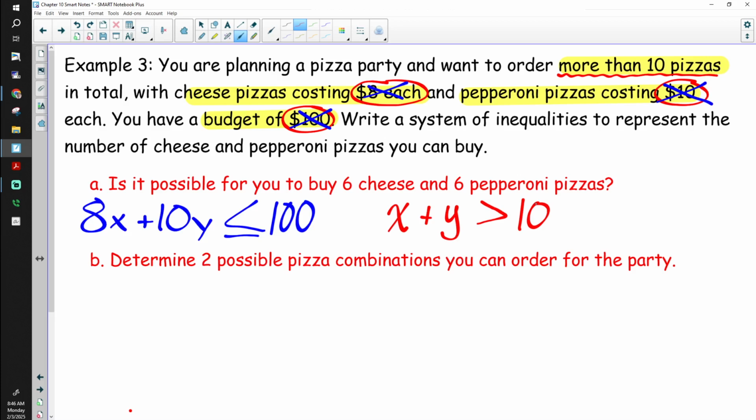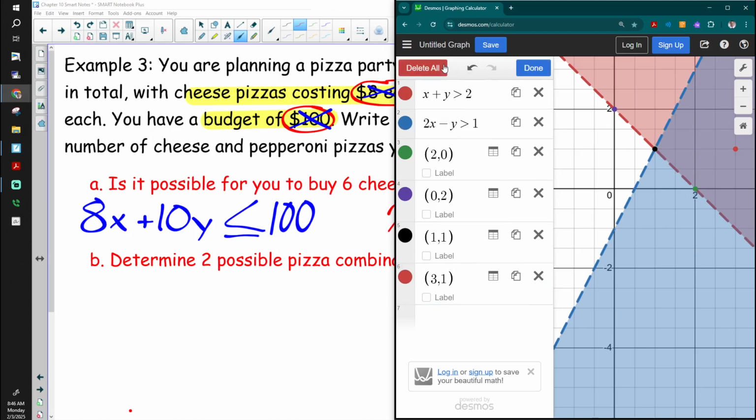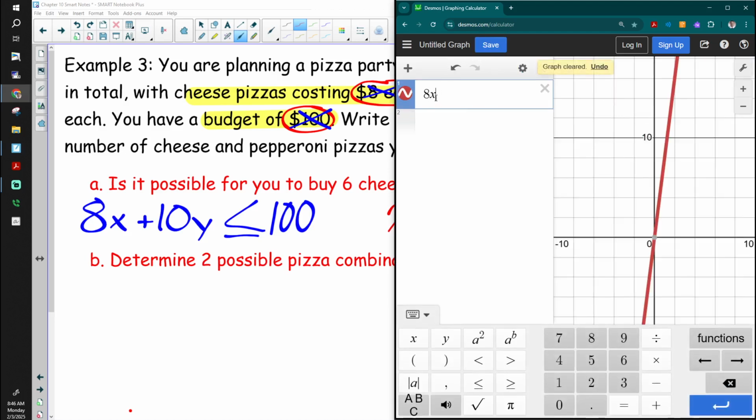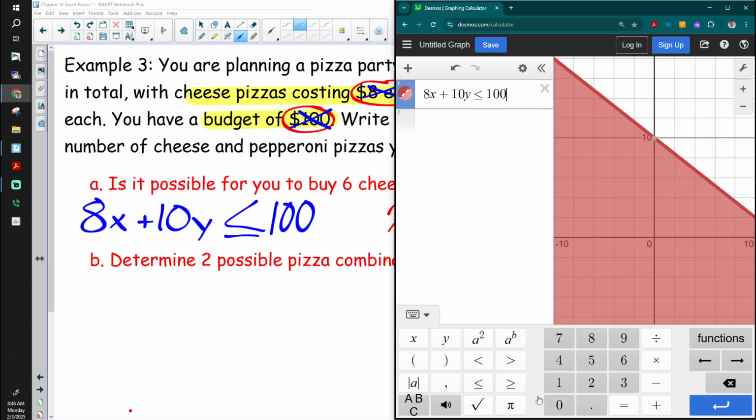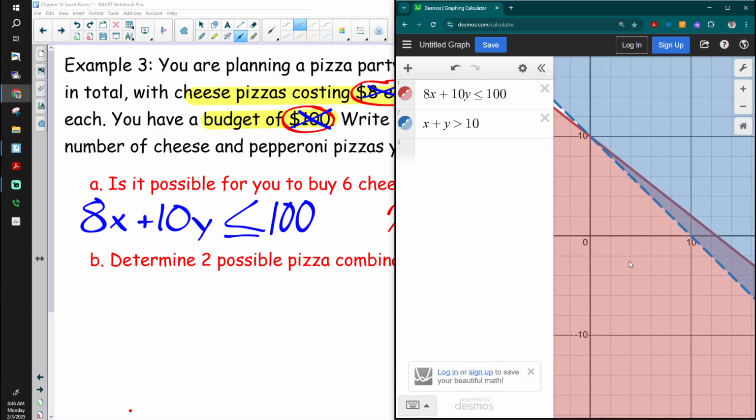These are my two inequalities that make up my system. And now we can find all the different possibilities that we can buy using Desmos. That was nice, and I'm not going to make you graph it. But we are going to type them in. 8x plus 10y is less than or equal to 100. And x plus y is greater than 10. And here is what my graph looks like.